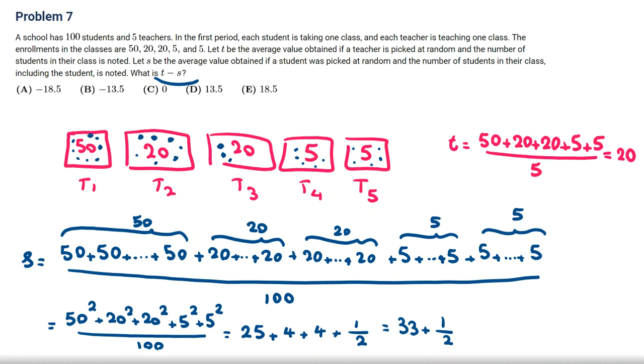Problem says T minus S is what? If we calculate T minus S, it will be 20 minus 34, which will be negative 14, and the answer will be B. Pay attention. It says T minus S, not S minus T. If it was S minus T, you should select D. But here, because it is T minus S, the answer is negative 13.5.